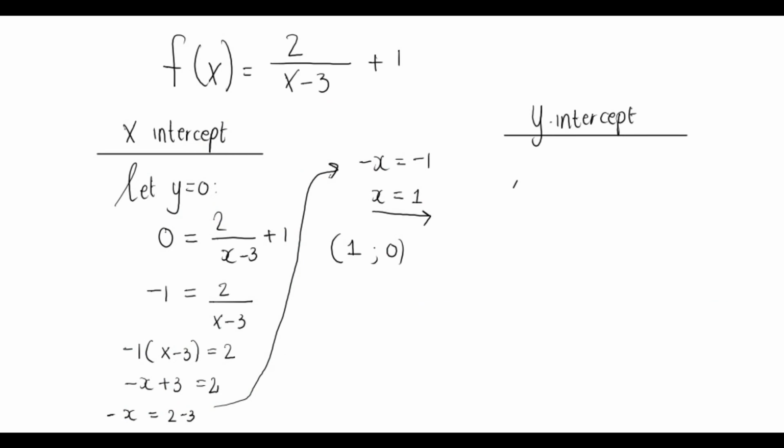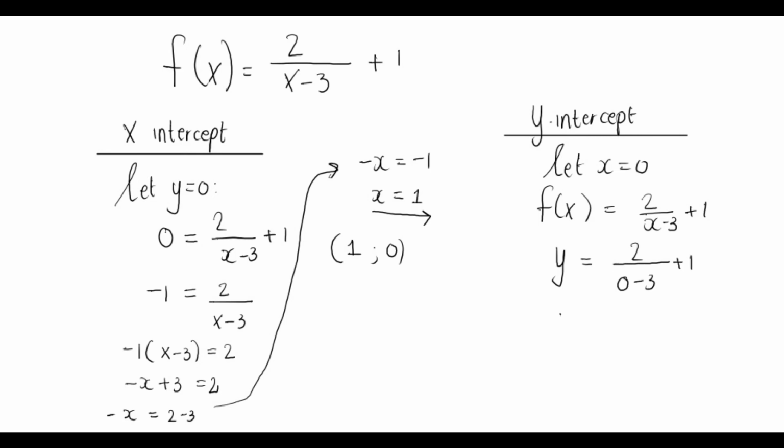To get your y-intercept, you need to let your x equal 0. If you let x equal 0, your f(x), which is the same as saying y, is equal to 2/(0 − 3) + 1, where you see x you put a 0. Just punch that into your calculator, and you'll find that your y is equal to 1/3. So if your x is equal to 0, your y is equal to 1/3.